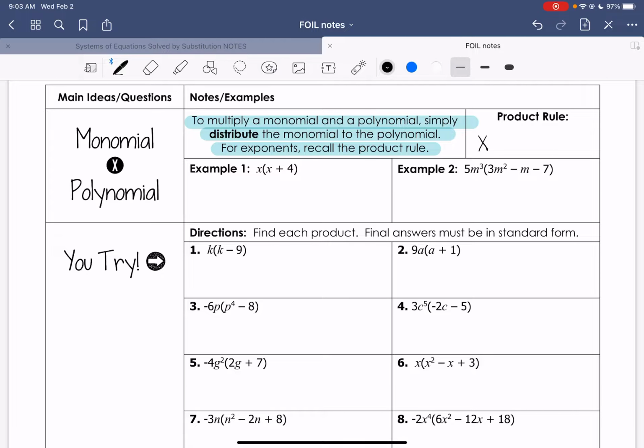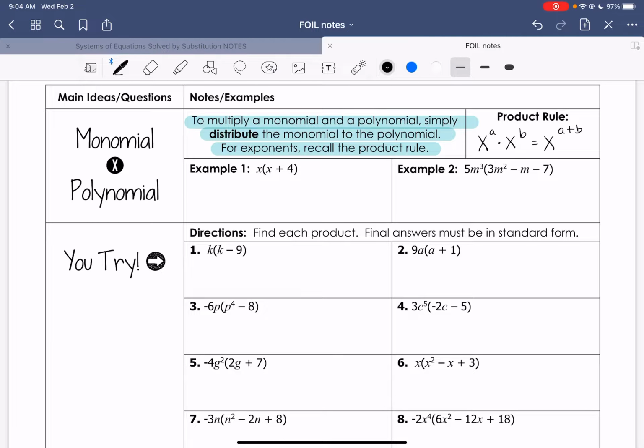So when we multiply two bases with the same base, we are allowed to add those exponents to one another.